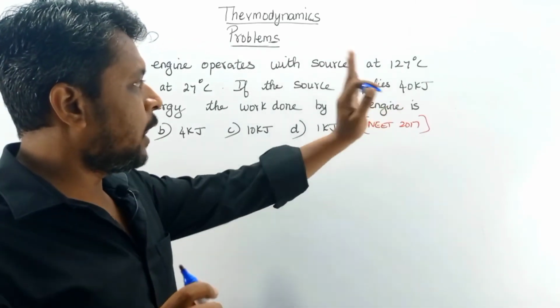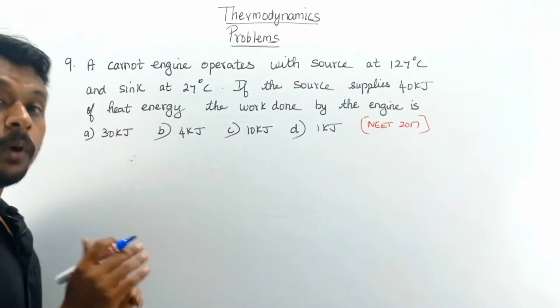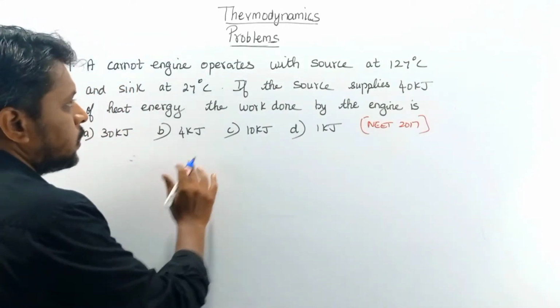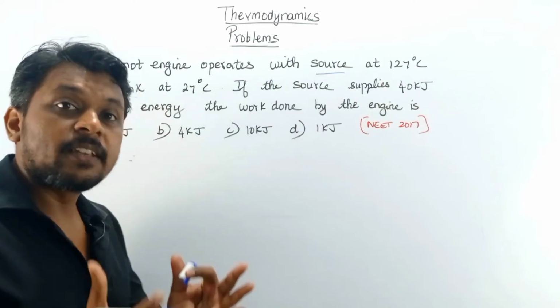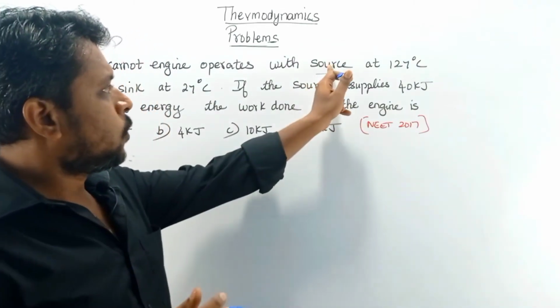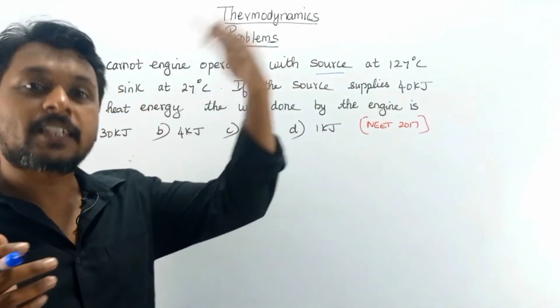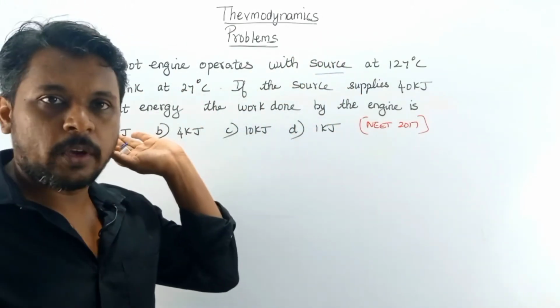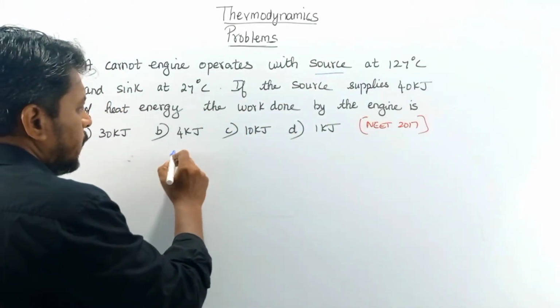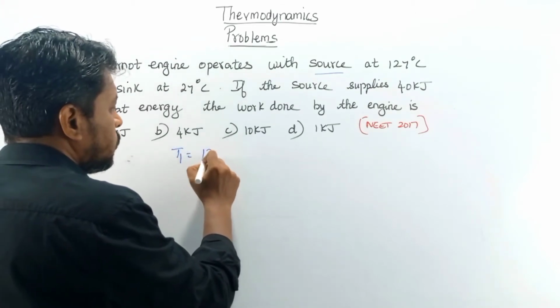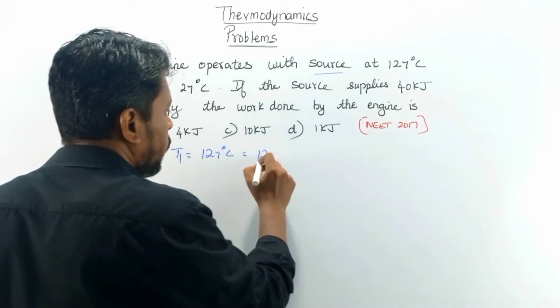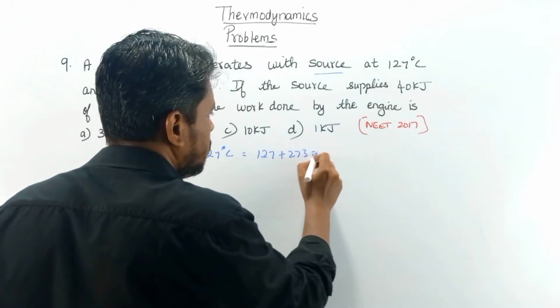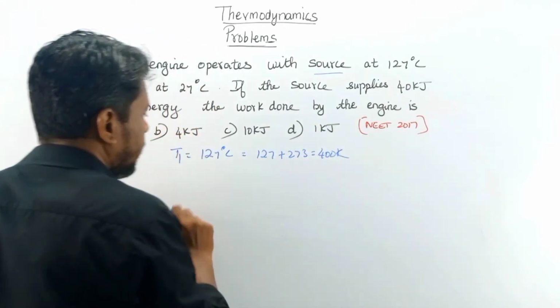So heat is supplied, the value is given. They're asking what is the work done by the engine. Source means the heat supplied area, and sink means heat rejected area. So this is the hot reservoir and this is the cold reservoir. The source temperature is given as 127 degrees Celsius, so 127 plus 273 is equal to 400 Kelvin.